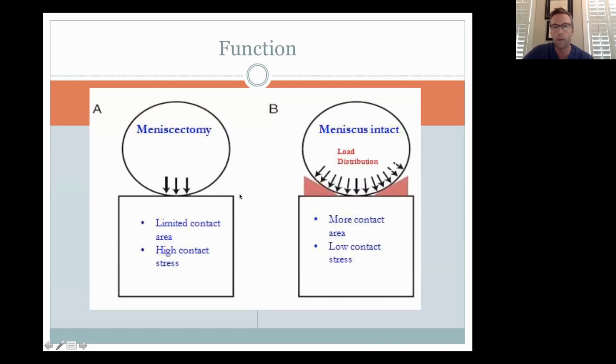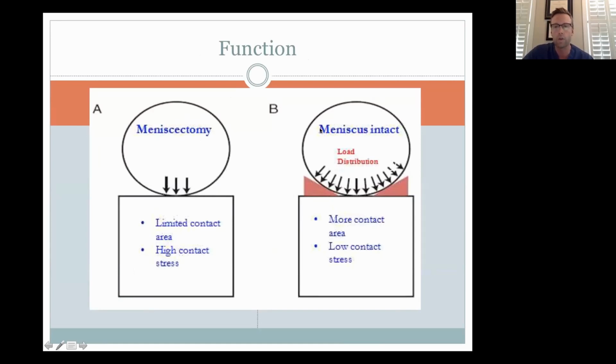If we talk about function, this is just a diagram to show the one on the left is without a meniscus, the one on the right is with a meniscus. And really it has two important jobs. Number one, most importantly, it distributes the force. So it's more contact area, so there is less pressure per point. So if there is no meniscus, that's pushing directly on the cartilage, and that's going to wear out faster.